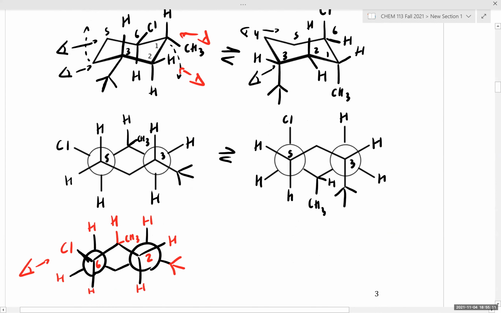So here, for example, when you have a diaxial interaction, it's not necessarily this chlorine and this hydrogen. It's an interaction between the chlorine. Let me find one that's easier to see. Let's see.